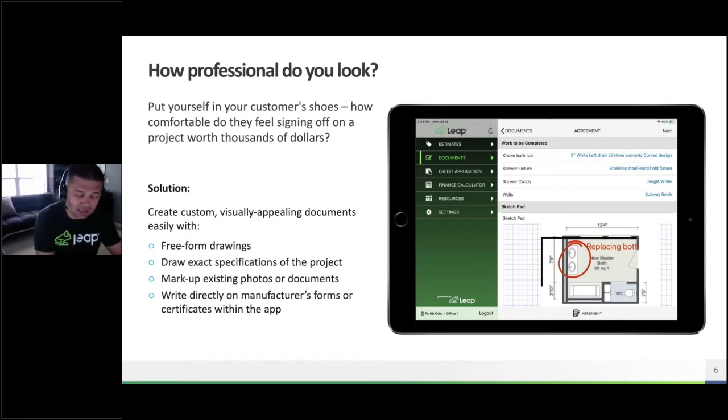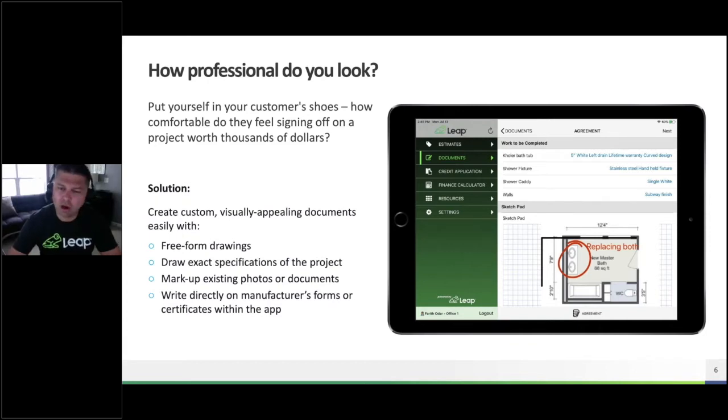Leap does a couple things that make you look professional: freeform drawings and sketches. You can draw exact specifications on the proposals. So if you want to draw a little floor plan, an aerial view, take a picture of it and draw on it, you can do that. Mark up existing photos or documents so you can draw on those.